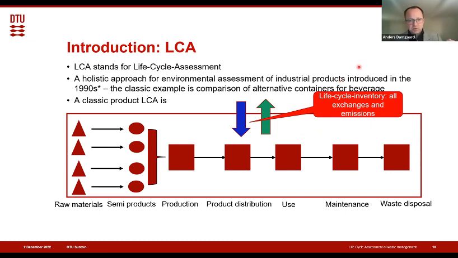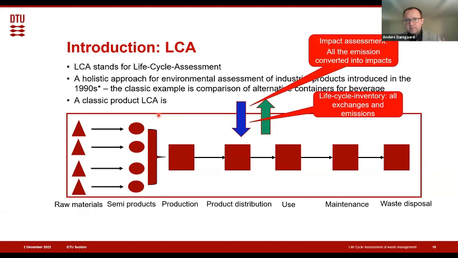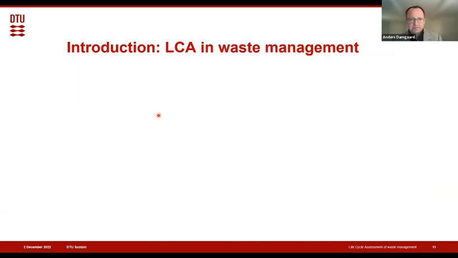Both with regards to the use of materials, energy, etc., and also what emissions are coming out from such a system. And of course, we say life cycle because it's the full life cycle, but it's really not a cycle. When this started, it was a linear system that ended in this disposal. The impact assessment is then where we take all this inventory and knowledge about emissions, and we convert them into potential impacts to the environment.